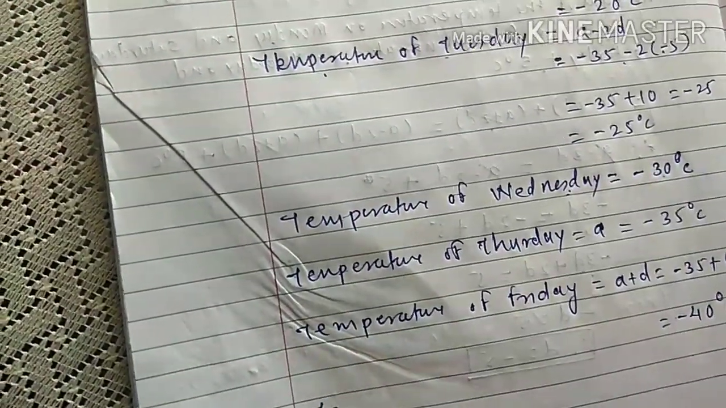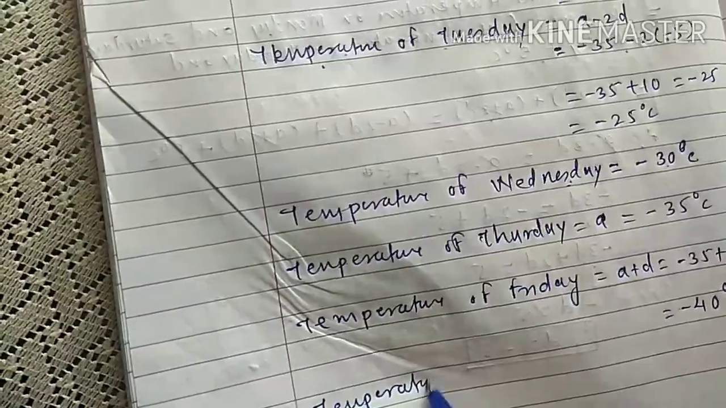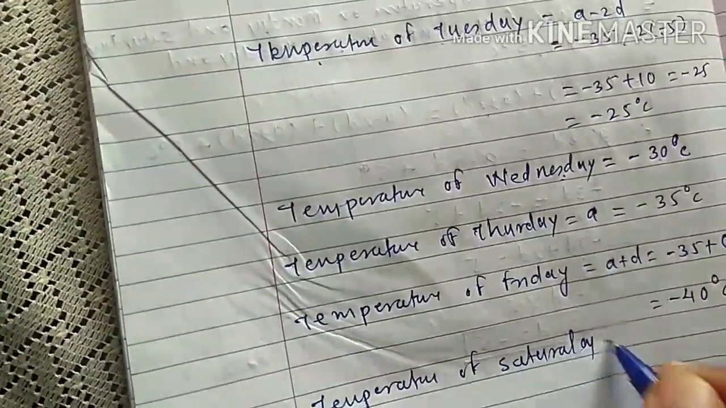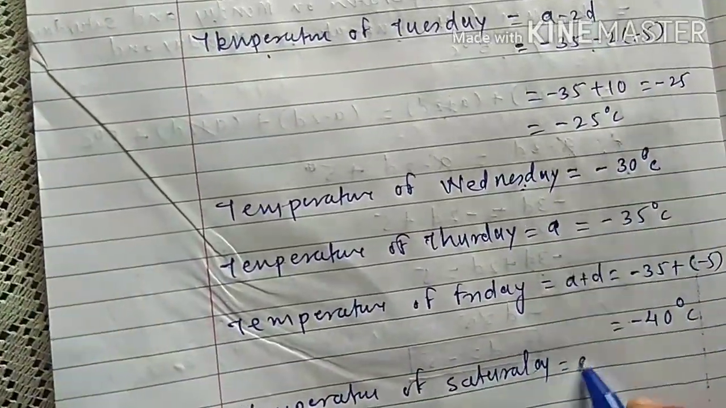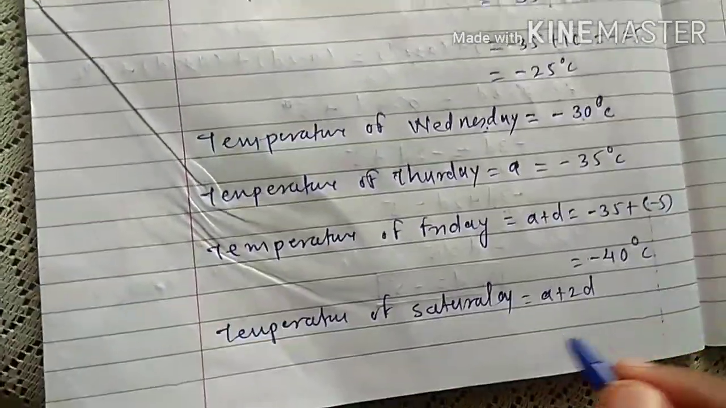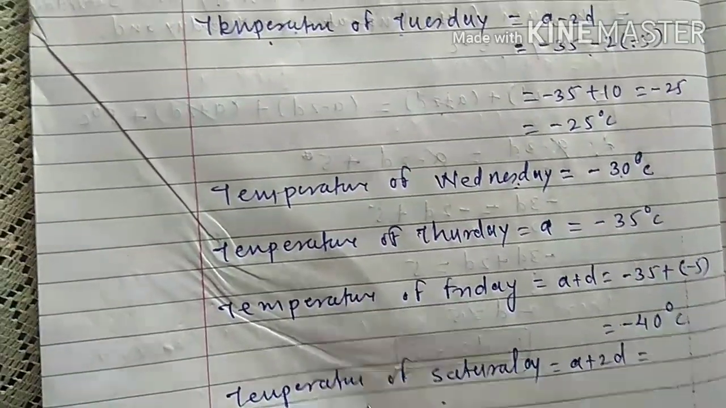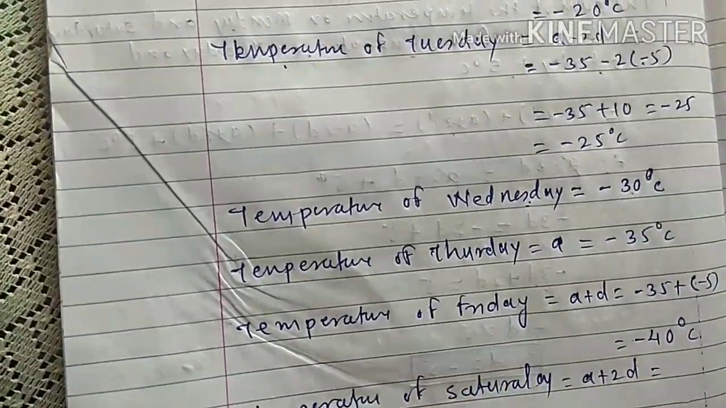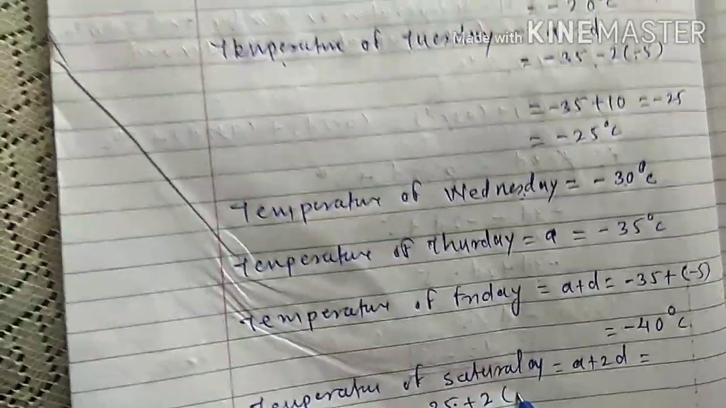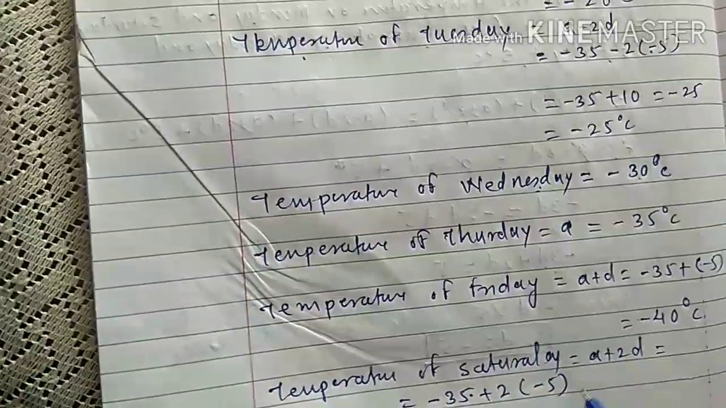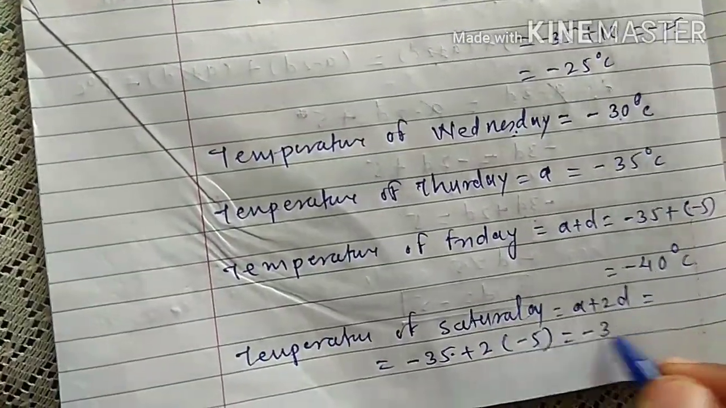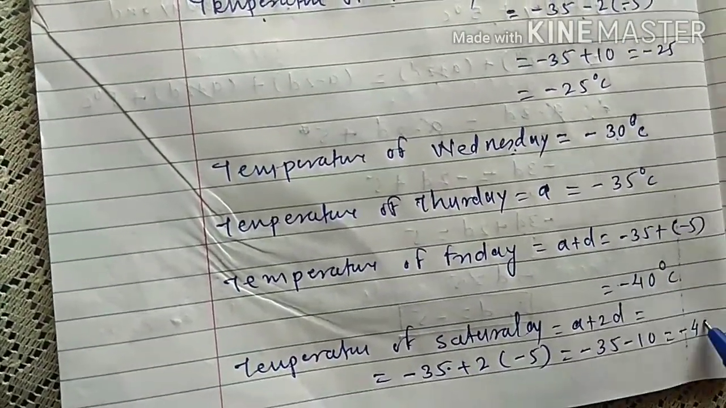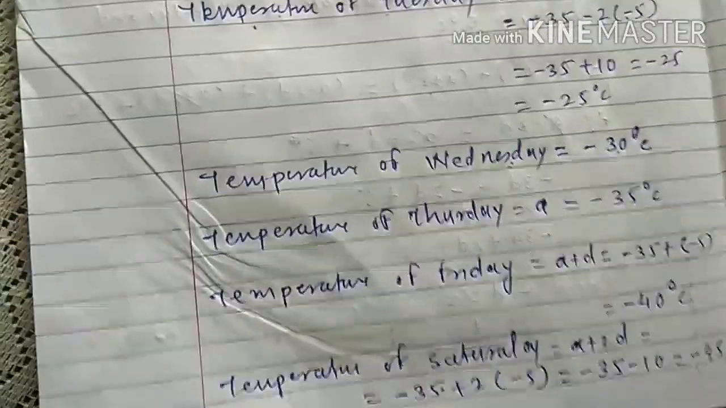And last, temperature of Saturday. Saturday is A plus 2D. So A is equal to minus 35 plus 2, D is equal to minus 5, is equal to minus 35 minus 10 is equal to minus 45 degree Celsius.